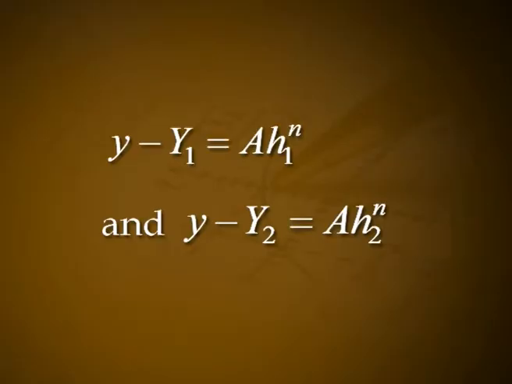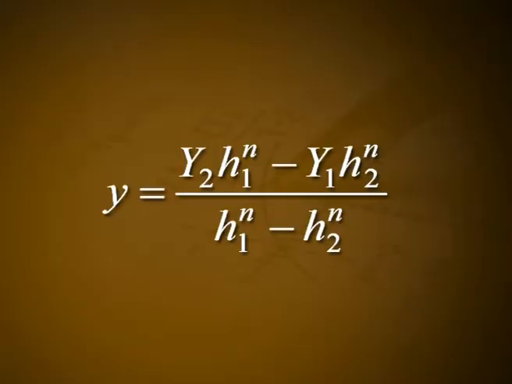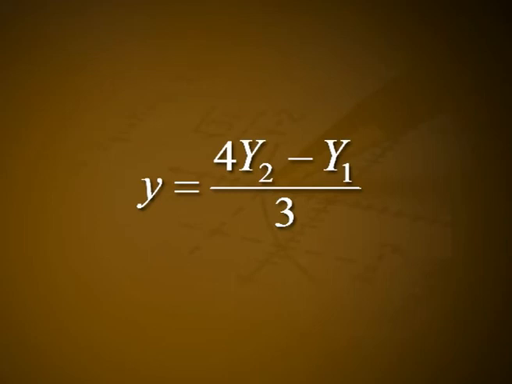Richardson's extrapolation formula. In order to improve the accuracy of the solution of a boundary value problem, we use Richardson's extrapolation formula. Let y1 and y2 be two approximate values of y obtained using the finite difference method with the step sizes h1 and h2 respectively. Then y minus y1 equal to a into h1 raised to n and y minus y2 equal to a into h2 raised to n. Eliminating a between the above two equations, we obtain y equal to (y2 h1 raised to n minus y1 h2 raised to n) divided by (h1 raised to n minus h2 raised to n). If we take h1 equal to 2 h2 and n equal to 2, then the above takes the form y equal to (4 y2 minus y1) divided by 3. The above is the Richardson's extrapolation formula.